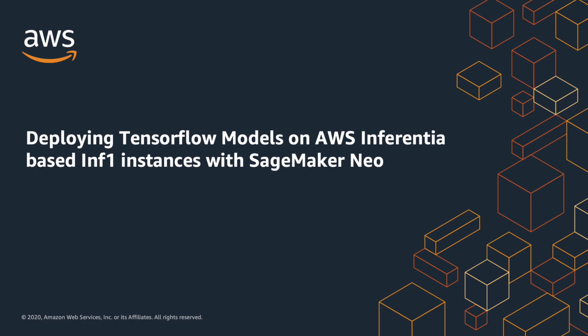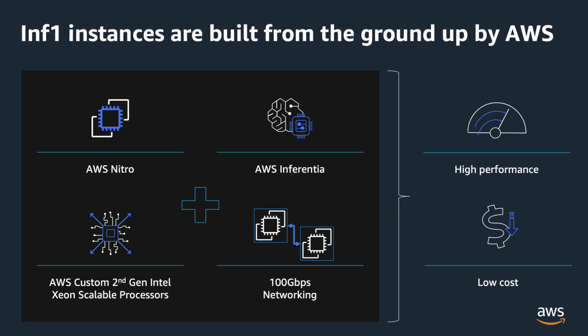In this video, we will explore how to leverage the new EC2 Inf1 instances based on the AWS Inferentia chips to run high-performance and cost-effective machine learning inference jobs through SageMaker Neo. Inf1 instances are based on AWS Inferentia chips, which are custom-built by AWS for machine learning inference. The Inferentia chips are coupled with the latest custom second-generation Intel Xeon scalable processors and have up to 100 gigabits networking to enable high-throughput inference.